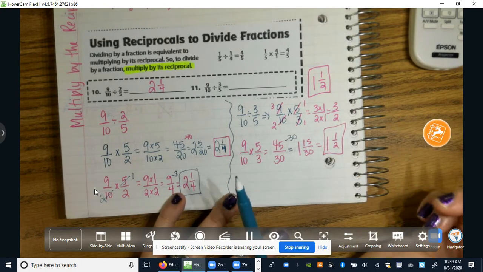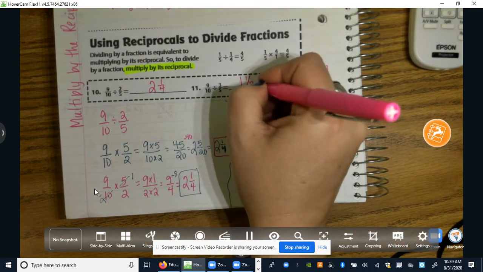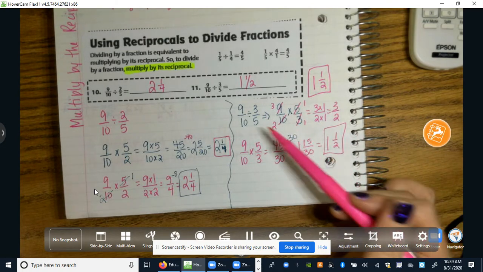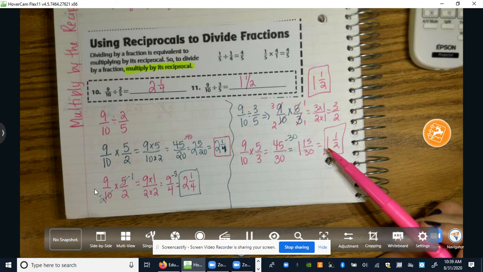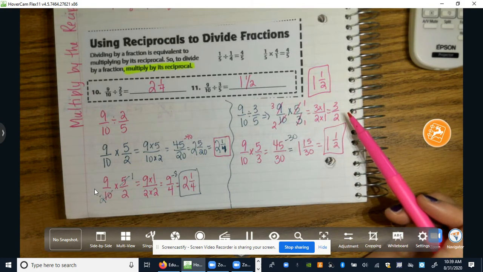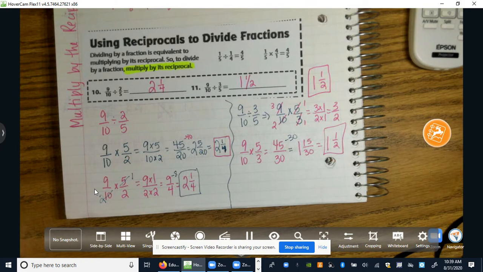1 and 1/2. I'm getting the exact same answer each and every time I do it, but I'm either multiplying first and then simplifying, or simplifying first and then multiplying. It's just whichever one works best with you.